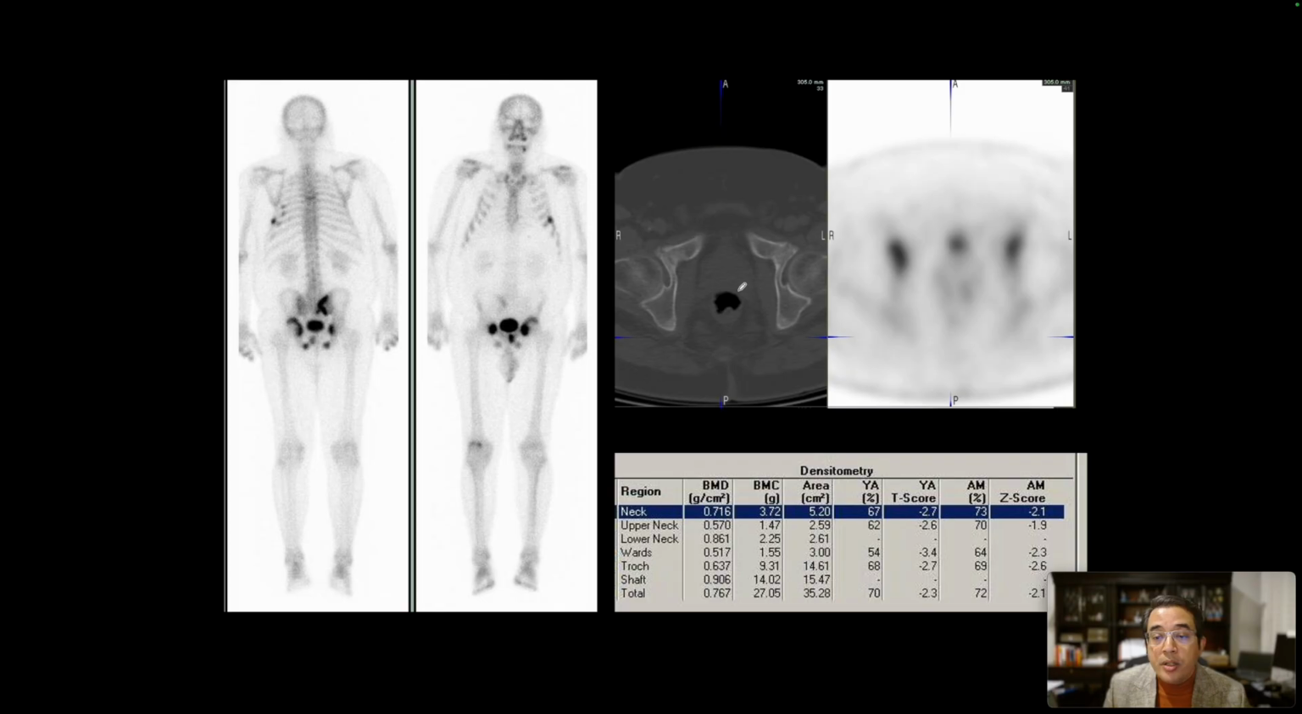Here's our next patient. Their FDG PET CT study showed multiple foci of increased uptake in the pelvis. The CT showed insufficiency fractures, and those fractures were also seen on the whole body bone scan. And here in the bottom right, we have some data from their DEXA scan showing that they are in the category of osteoporosis.